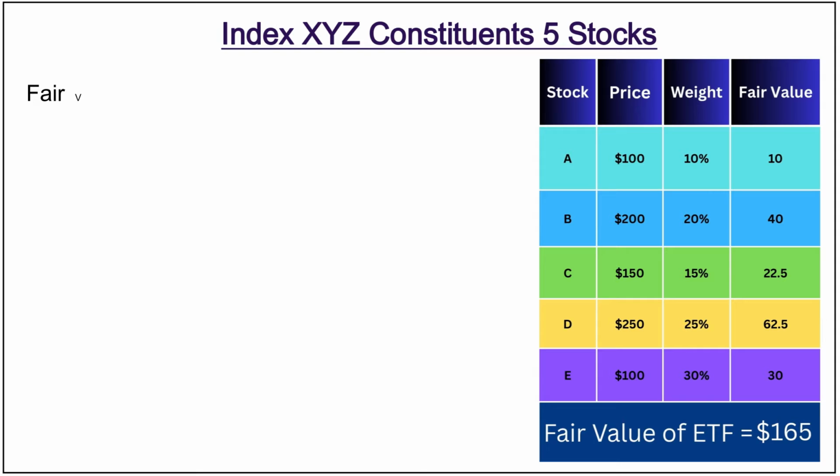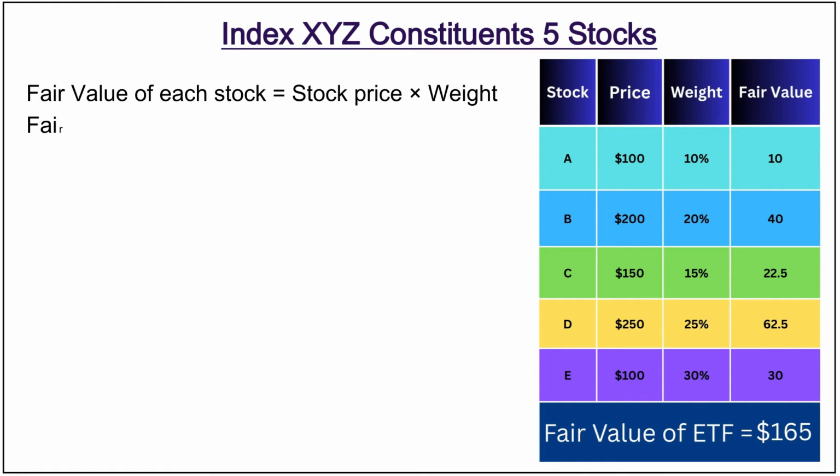Now, what the trader will do is simply calculate the fair value of each stock. So the fair value of each stock is basically the price times the weight. As you can see, for A the price is $100 times the weight of 10%, so the fair value is 10. Similarly, for B, the fair value is 40. For C, the fair value is 22.5. For D, the fair value is 62.5. And for E, the fair value is 30.